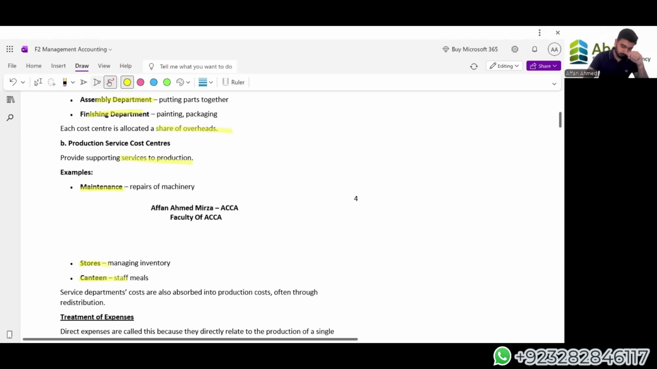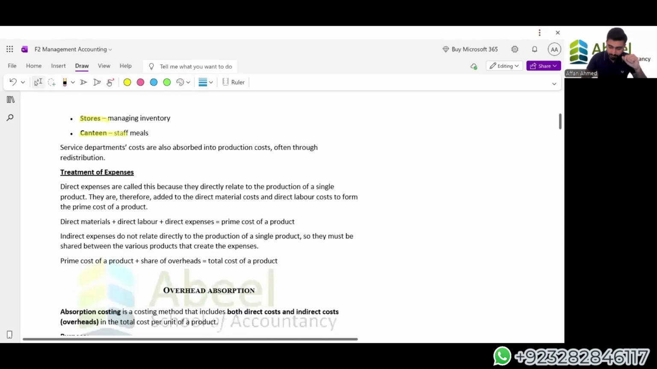Okay, now treatment of expenses. Treatment of expenses tells us how we treat an expense, whether it is direct or indirect in nature. If it is a direct expense, we directly relate it to a particular product or a job. They are therefore added to the direct material cost and direct labor cost to form the prime cost. So the formula for our prime cost is direct material plus direct labor plus direct expenses, right?